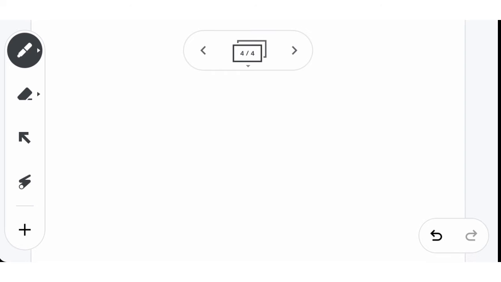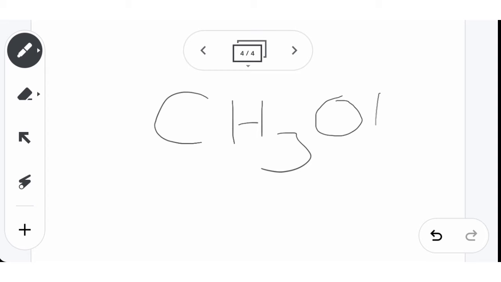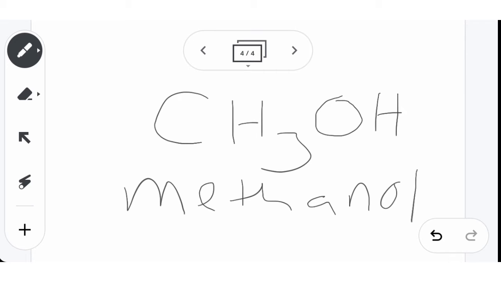So by now we know that for us to have an alcohol, we need to have an alkyl group and also the hydroxy group. So if I use this alkyl group, this is called methyl. If I add OH to this alkyl group, I'm going to have an alcohol because this OH group is the functional group for all alcohols. So this particular alcohol is called methanol and it only has one carbon atom.